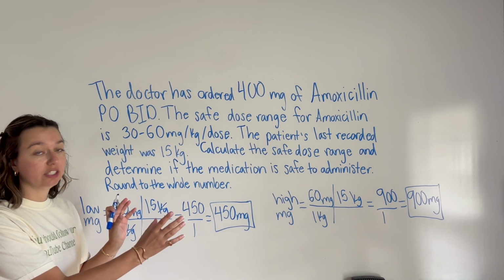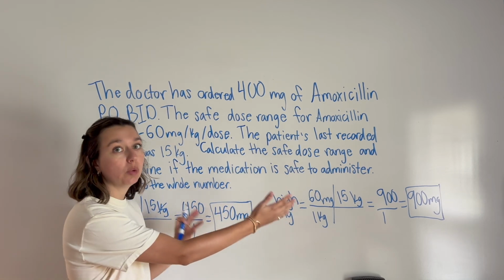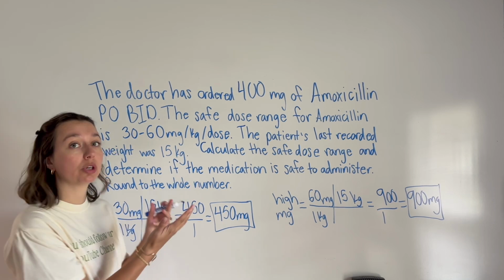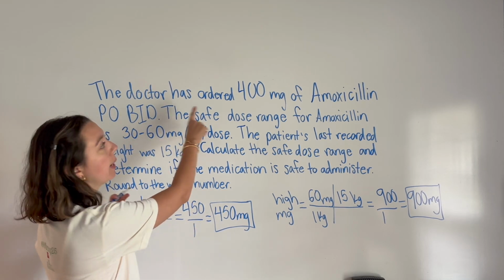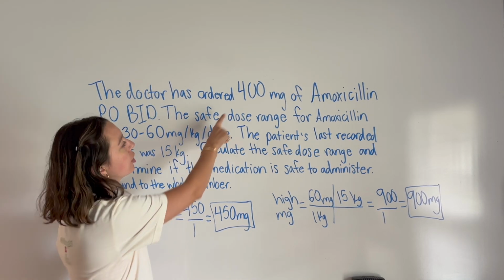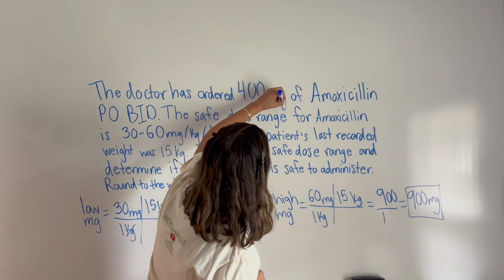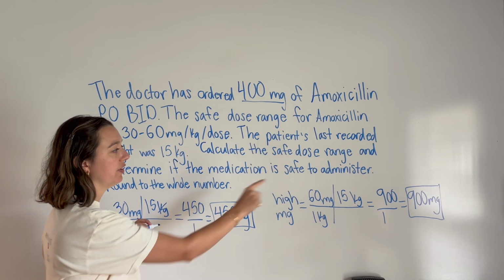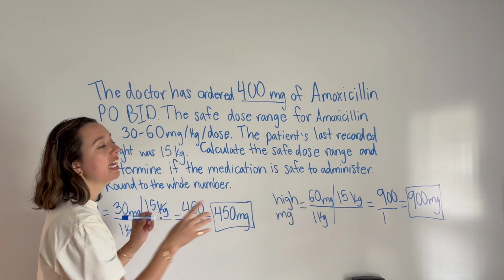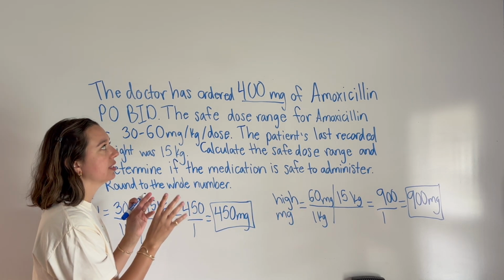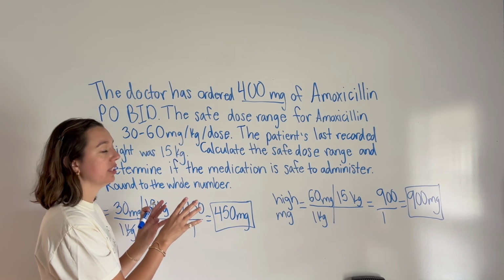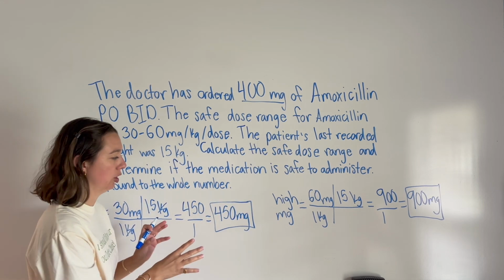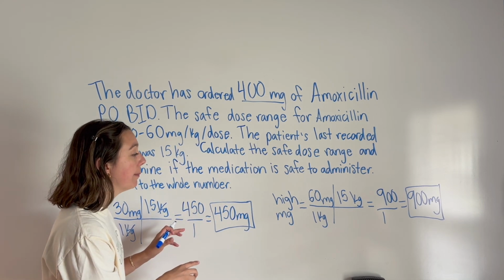That is our range. Now that we have our range, we have one more thing left in this problem. We need to see if the dose that the doctor ordered is safe. So we look back up at the question again. The doctor has ordered 400 milligrams of amoxicillin. Now looking at my range, 450 milligrams and 900 milligrams, a way to see if the medication that is ordered is in the safe dose range, if you have trouble looking at these two numbers and determining it, is you can draw a number line.